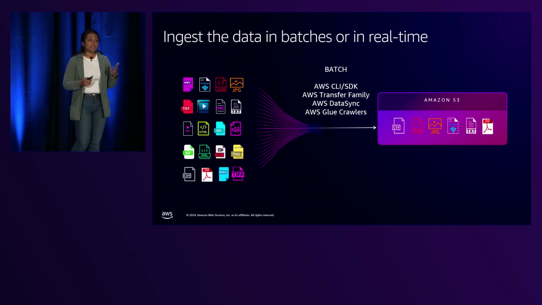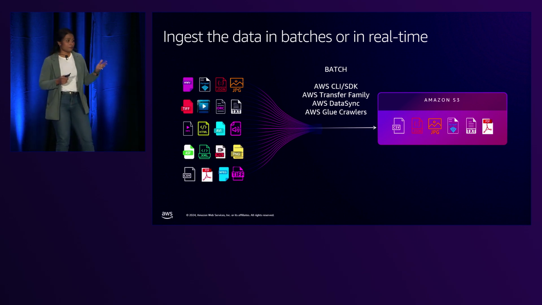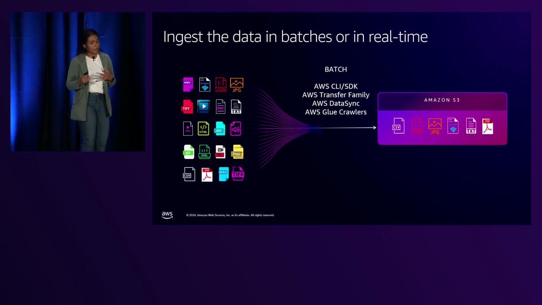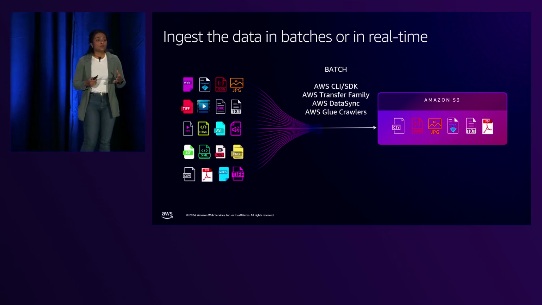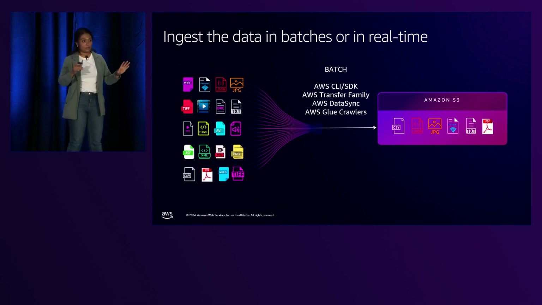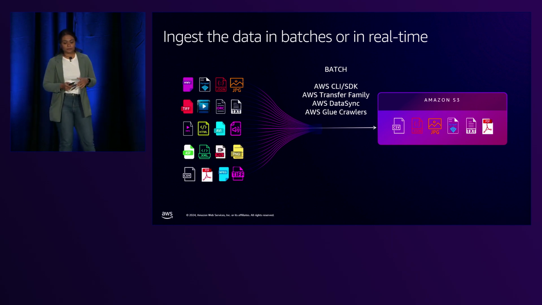Now, there's a few different examples that AWS provides for loading the data in S3 in batches. For example, you have AWS CLI or SDK. You have Transfer Family to move files in and out of AWS. You have DataSync to move data from on-prem to S3, as well as AWS Glue crawlers that are automatically able to discover and catalog data from different sources and load it into S3.